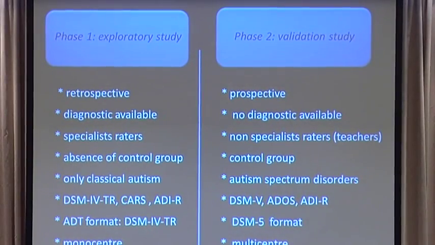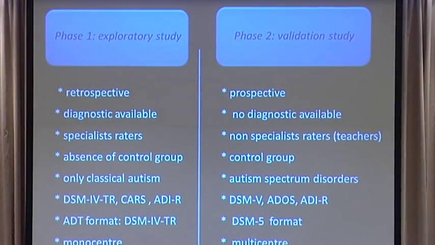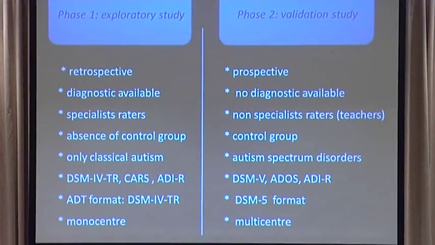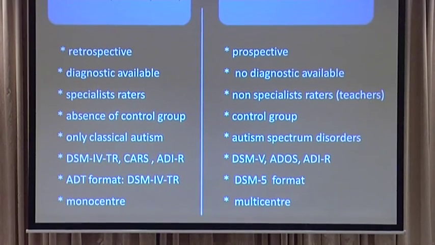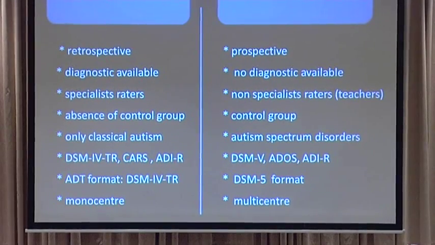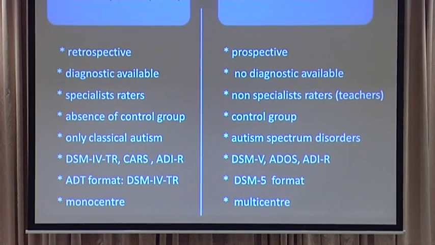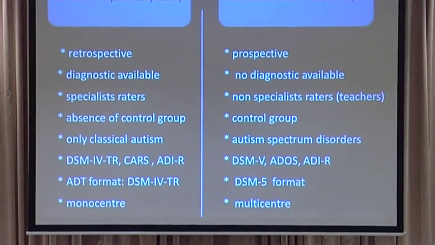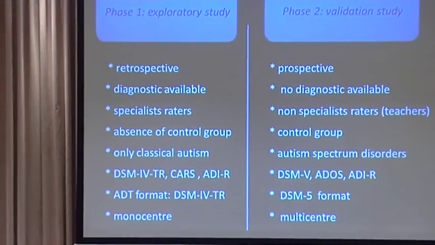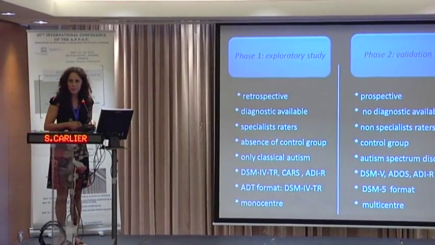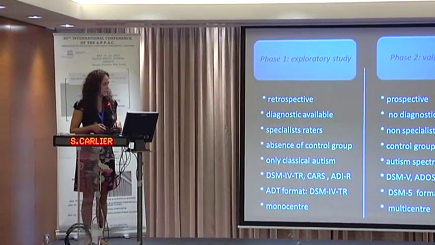I have to finish. Okay, so that was the shortcoming of our study on the left. And on the right, we are doing the validation study. Raters are no longer professionals. They are the teachers, the ones who will use the questionnaire. The questionnaire is used at the beginning of the assessment session, so no one knows the diagnosis. And we'll see whether it's going to have a good future to screen children with autism.